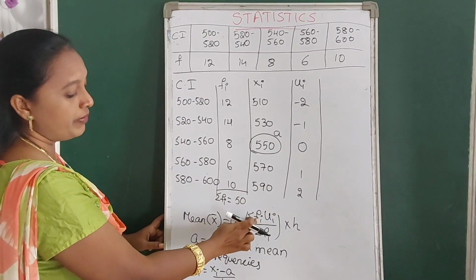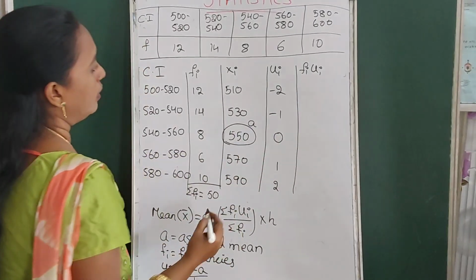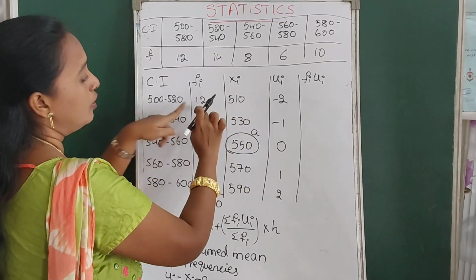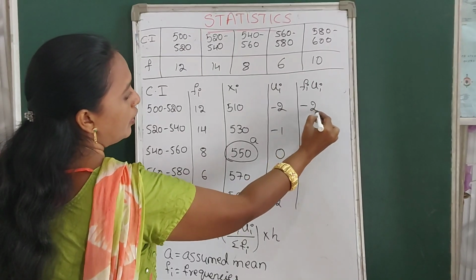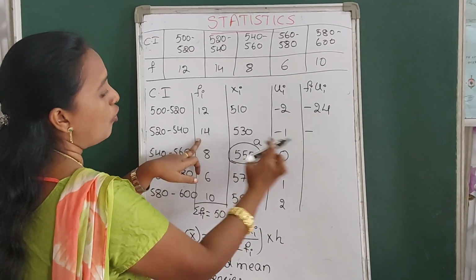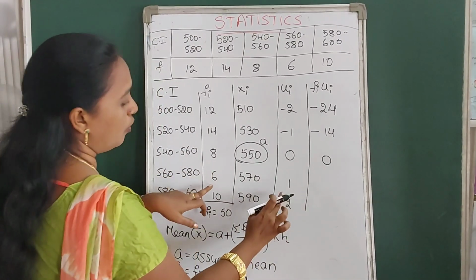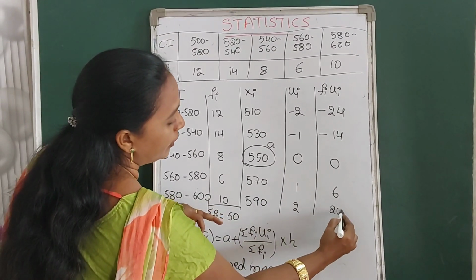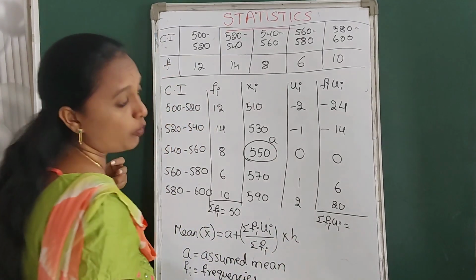What is my next step? fi into ui. So now fi ui. The fi's are here, the ui's are here. Simply multiply these. 12 into minus 2 means negative 24. Here also plus into minus, minus. 14 into 1, 14. 0 into anything, 0. 1 into 6, 6. 10 into 2, 20. Next, simply add these terms. Then you will be getting sigma fi ui.